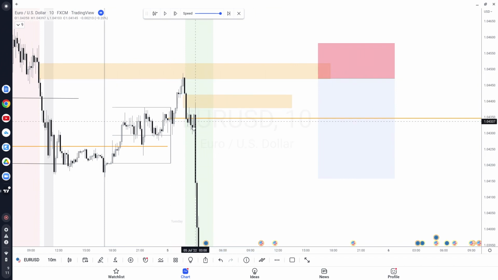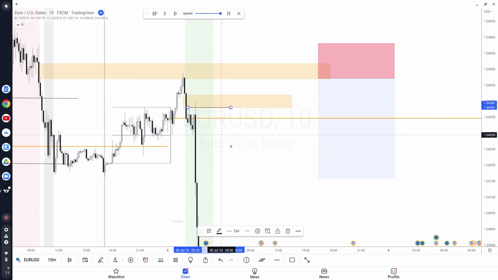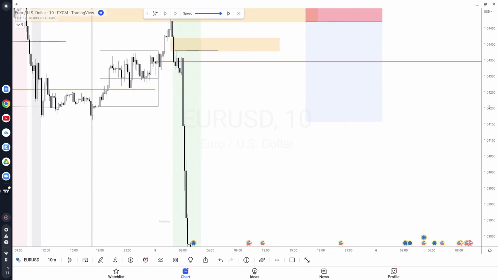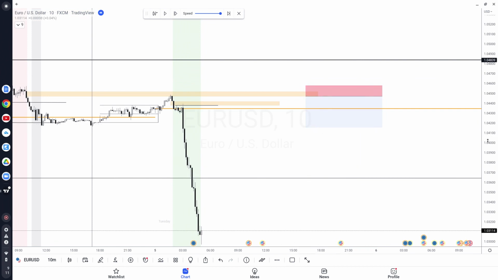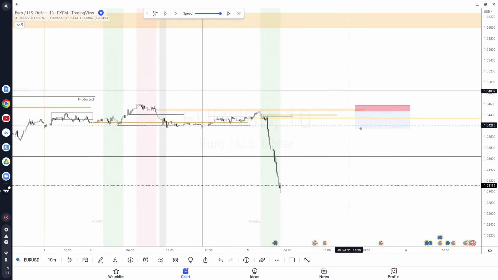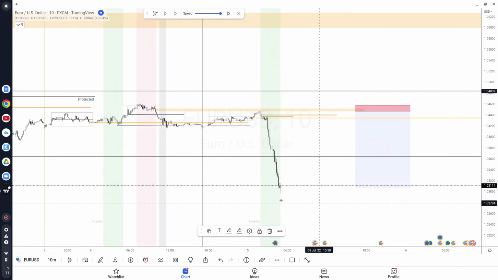We have, here this would be a market structural shift on the lower time frame, and then price sweeps this buy side liquidity from this high here. See this high, right? Buy side liquidity is swept. We tap into an imbalance, and then price pushes away. So this was honestly a massive move in price.